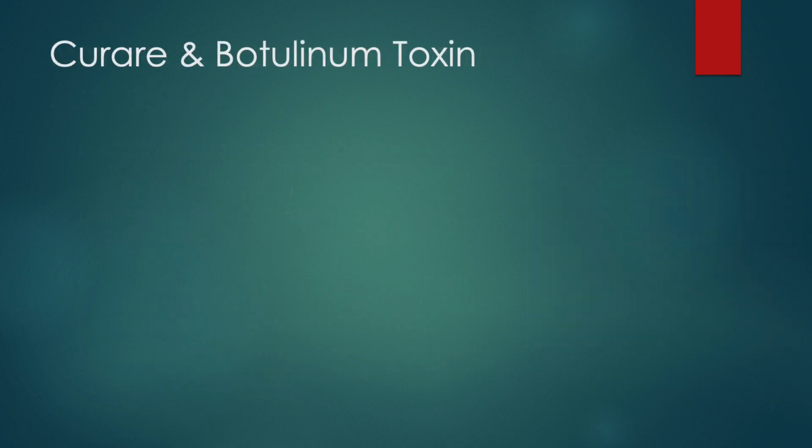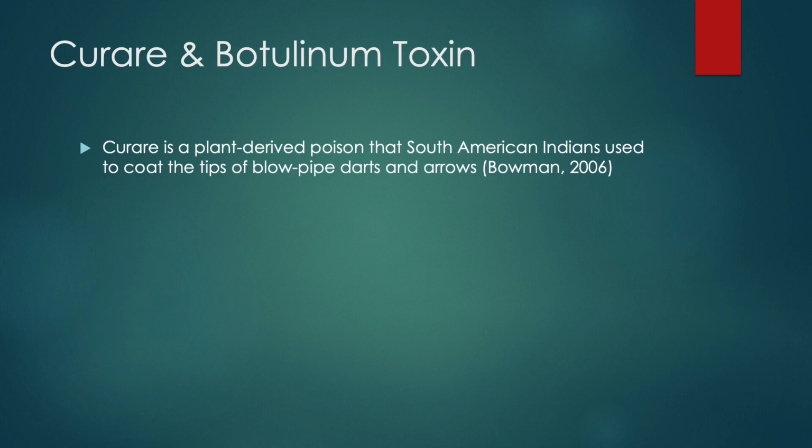So there are a couple toxins. In fact, there are several toxins that involve the nervous system and muscular system. There are two I'd like to talk about here: curare and botulinum toxin. Curare is a plant-based poison that South American Indians use to coat the tips of blowpipe darts and arrows.